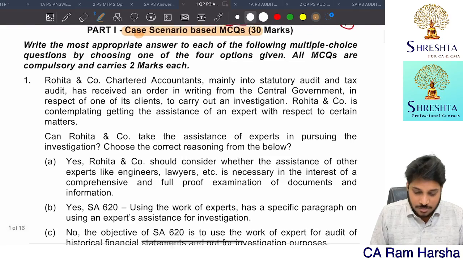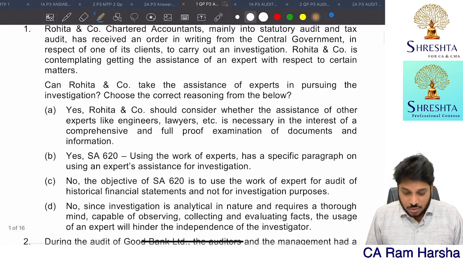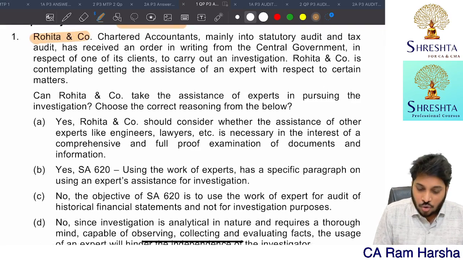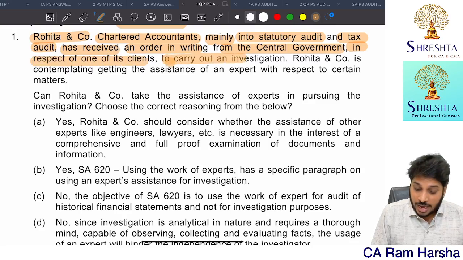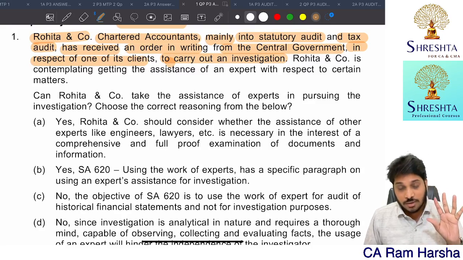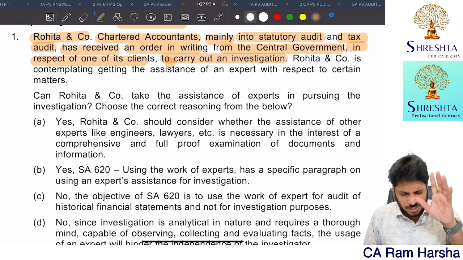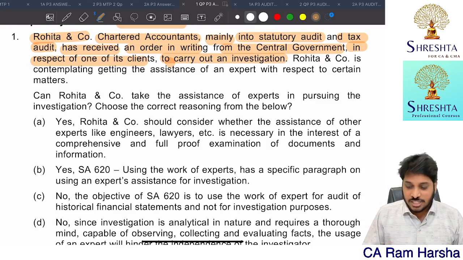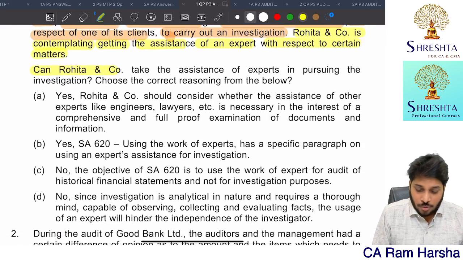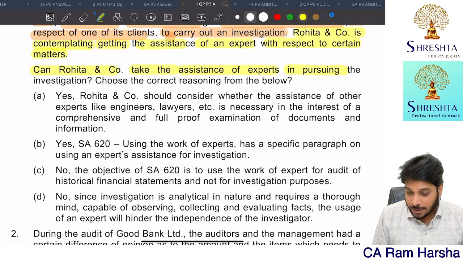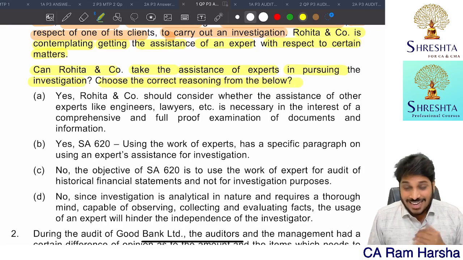Part number 1, case scenario based MCQs, 2 marks each. First MCQ. Rohita and Co, chartered accountants, mainly into stat audit and tax audit, has received an order in writing from the central government. They got an order in respect of one of its clients to carry out an investigation. So this firm has received a request from the central government to do an investigation. Rohita and Co is contemplating getting the assistance of an expert with respect to certain matters. Can Rohita and Co take the assistance of experts in pursuing the investigation? Choose the correct answer, reasoning from the below.